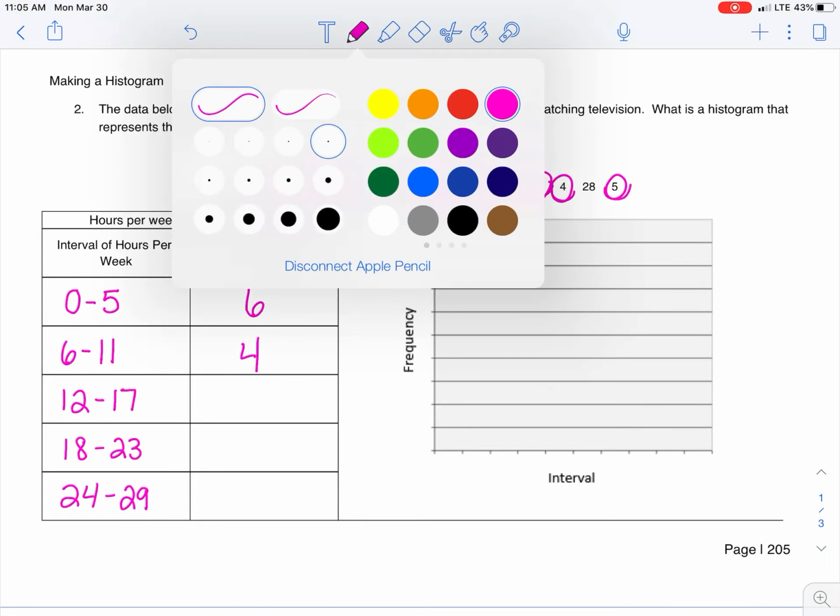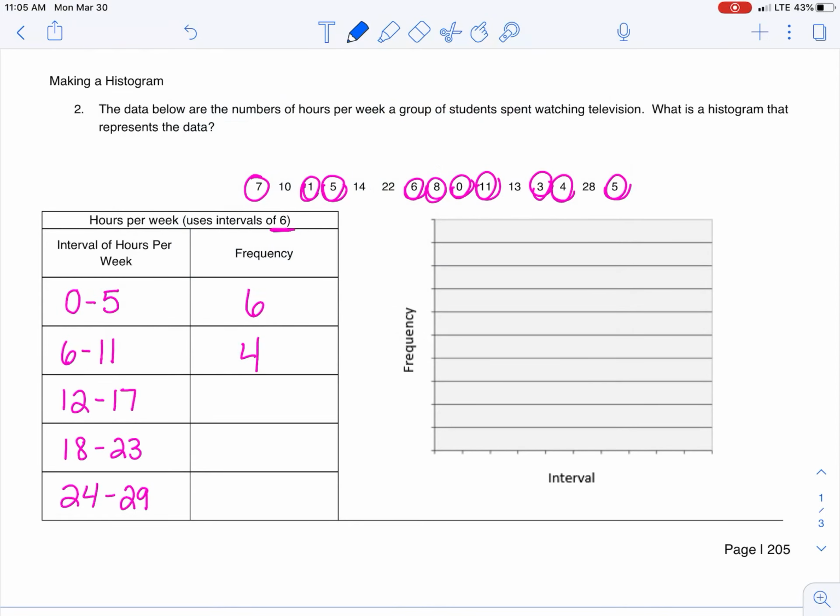Sorry, I didn't switch colors there. Kind of got confusing. So from 12 to 17, oh, I missed one actually. Let's go back here. Let's erase all these. Sorry, I'm going to get us back where we were. Okay, now let's look for 6 through 11. Okay, so we have 7, 10, 6, 8, 11. So we have 5 numbers that are between 6 and 11.